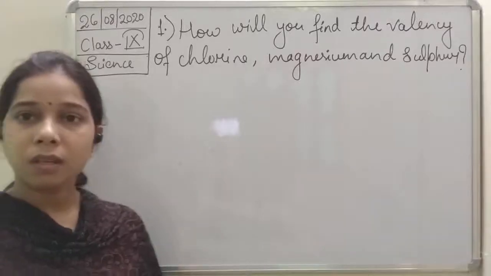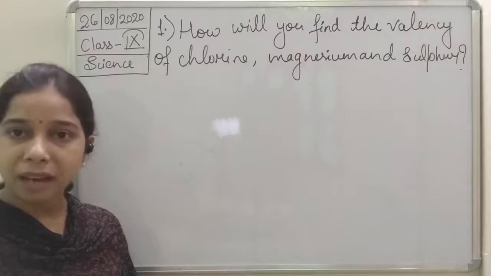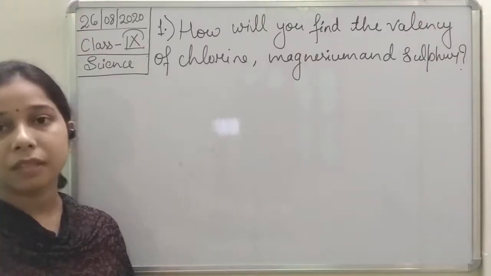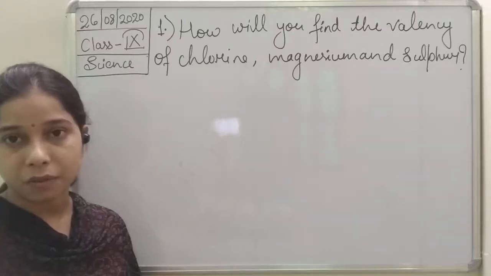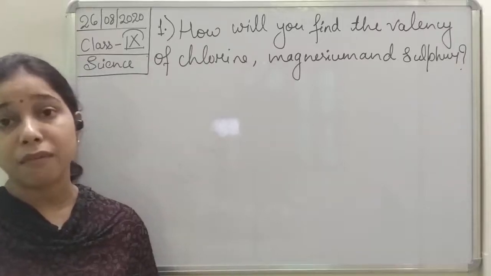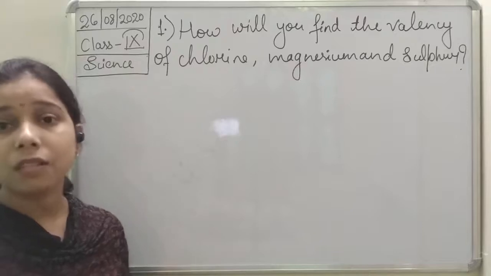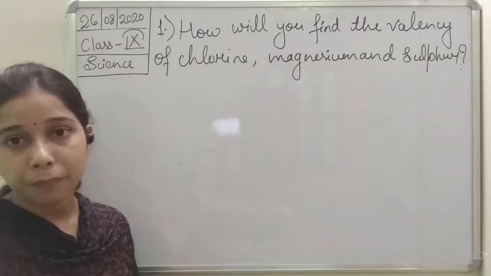Hello students. So in the previous class we were talking about valence electron and valency. In valency, students, we discussed that it totally depends upon the valence electron. If an outermost shell has valence electrons from 1 to 4, the valency of a particular element will also be 1 to 4.